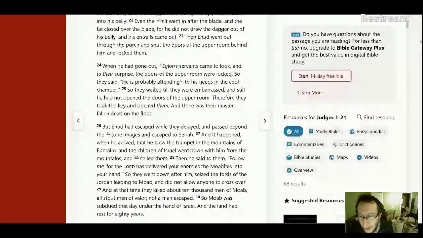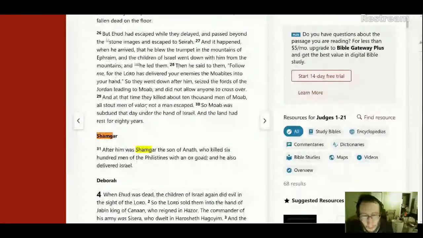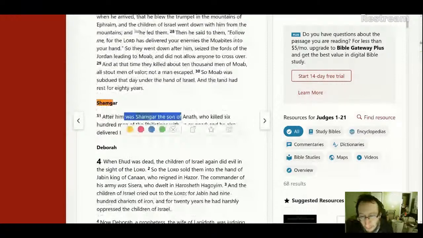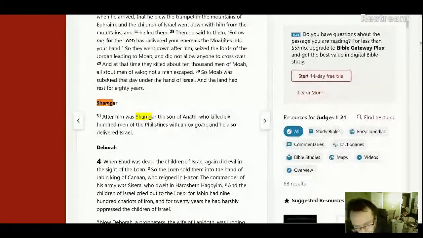After him was Shamgar, the son of Anath, who killed 600 men of the Philistines with an ox goad. He also saved Israel, or delivered Israel. Wait a minute. There had to be a story to that. So what's going on here? Something had to happen.